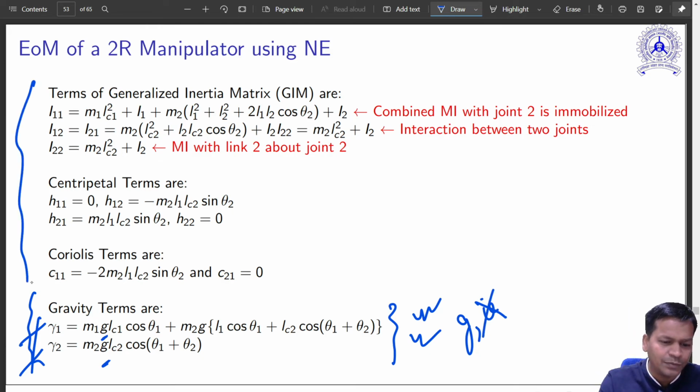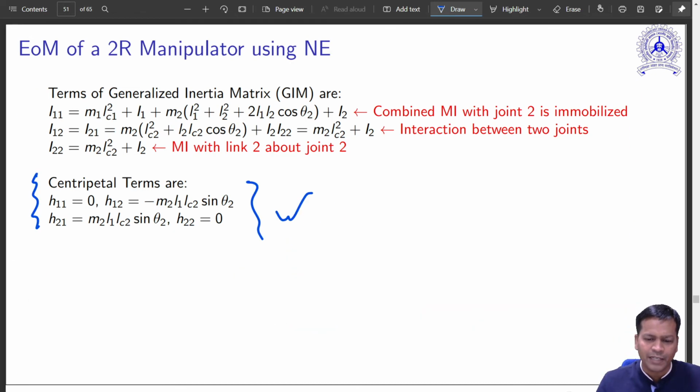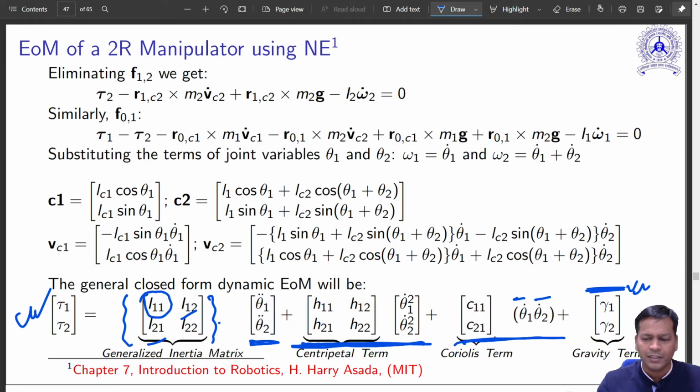Whereas these terms are only present when you have some motion, velocity or velocity dot. So they will always be present if the robot is moving, even if it is in space. Got it? So the interpretation is quite similar to that. Effectively, you got the same equation as you obtained in the Lagrange-Euler formulation earlier. There is no difference, only the method is different.